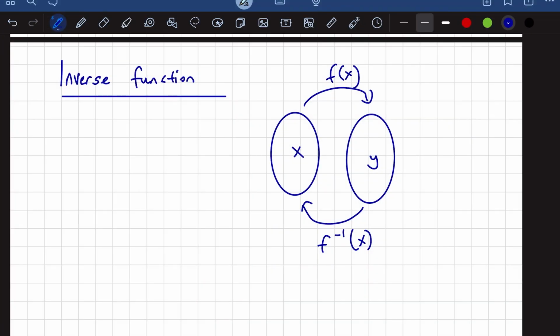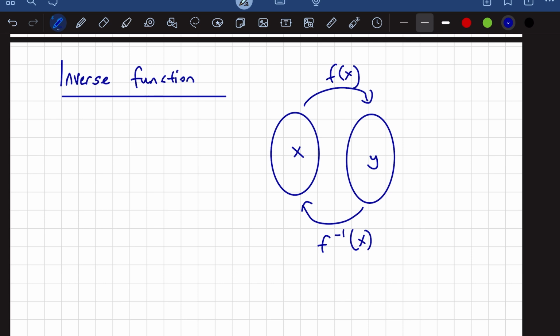Hi everyone. So today we're going to go through the concept of inverse function, all right? We're going to understand what really is an inverse function and how do we find it, both for a linear form as well as a quadratic form. All right, so let's start by definition.